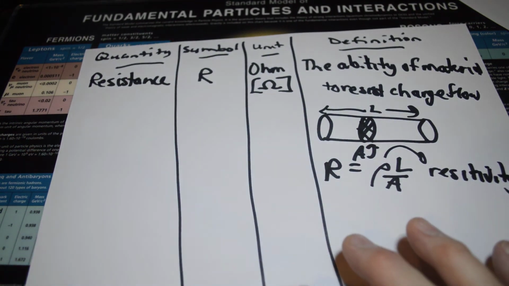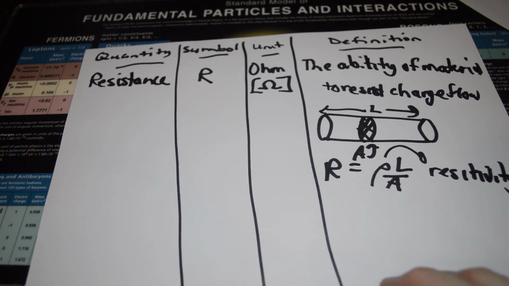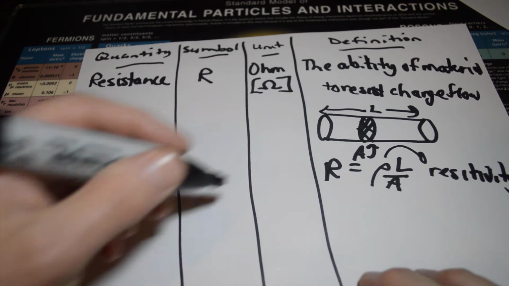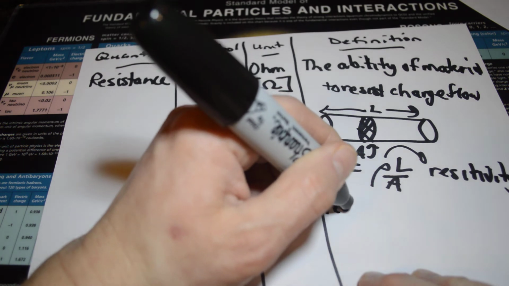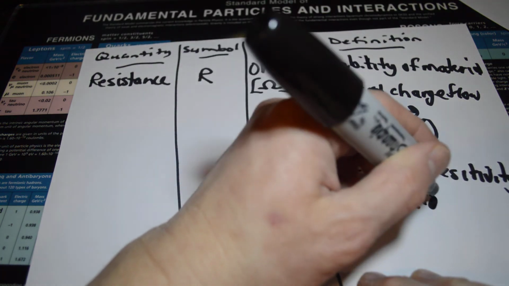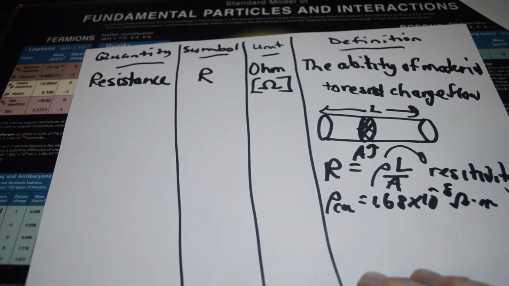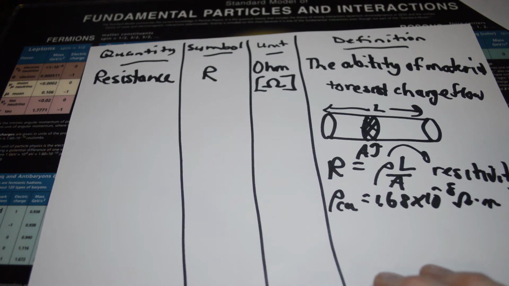I'm just going to read off a couple for you. Resistivity of, say, silver is on the order of 1.5 times 10 to the negative 8. Copper, 1.7 times 10 to the negative 8. So something like copper wire, 1.68 times 10 to the negative 8. The units for that are ohm meters. And aluminum is somewhere around 3 times 10 to the negative 8.